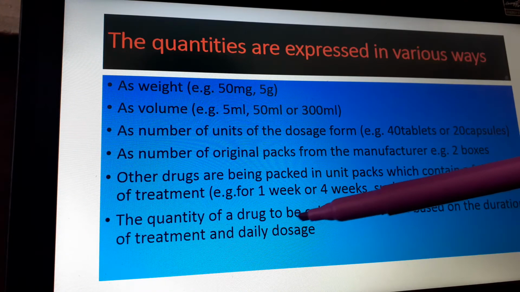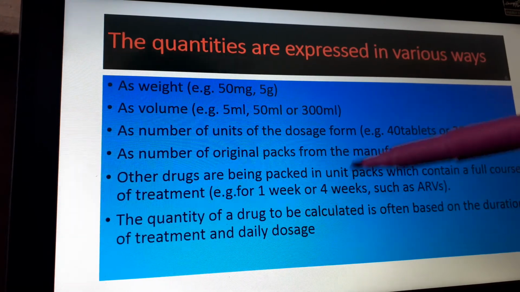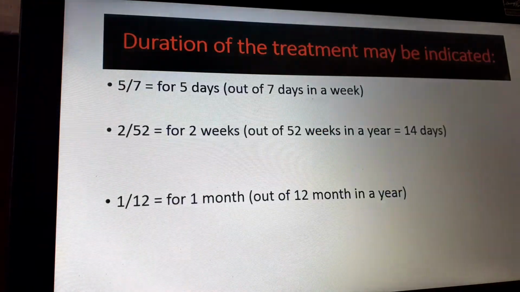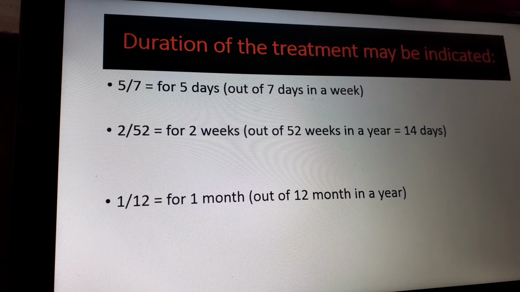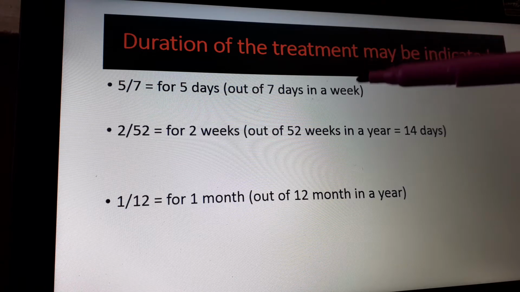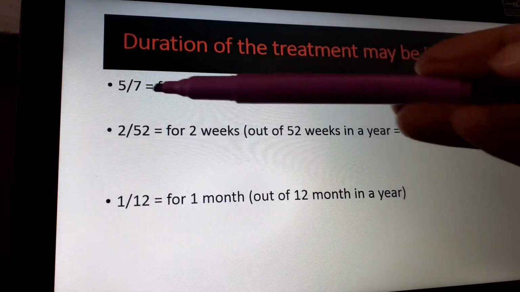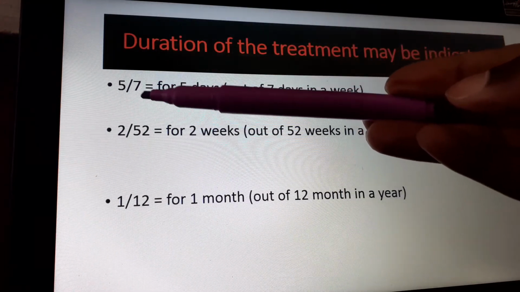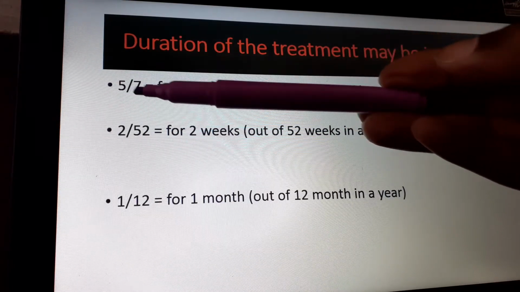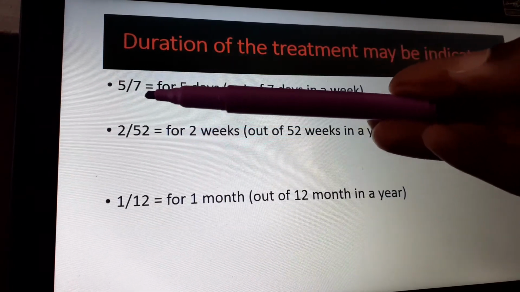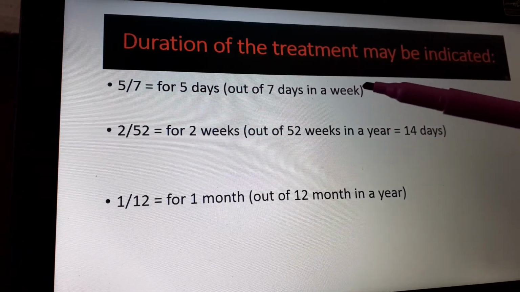The quantity of a drug to be calculated is often based on the duration and the daily dosage. So, duration of treatment may be indicated in days. If you find the denominator is 7, so it is found there is 5/7, 7 is the denominator. It is for 5 days, out of 7 days in a week.